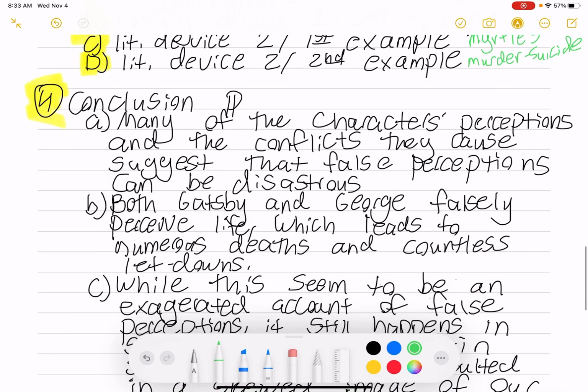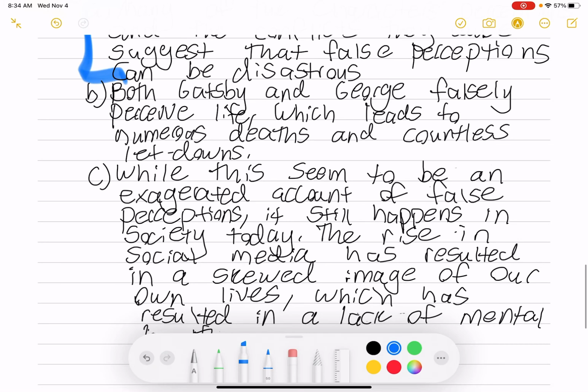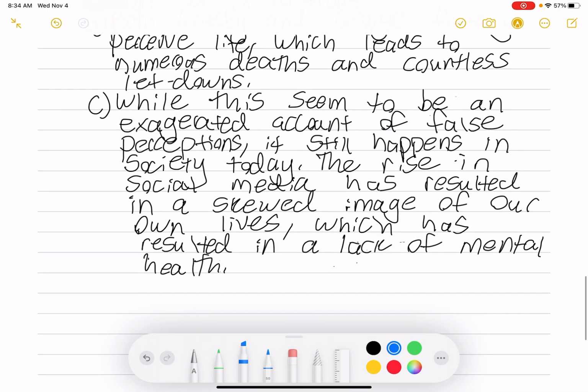Then we move on to the conclusion paragraph. You're going to restate your thesis statement. So I've done that in A. Many of the characters' perceptions and the conflicts they cause suggest that false perceptions can be disastrous. And then I'm going to kind of bring that around and transition it. I said both Gatsby and George falsely perceive life, which leads to numerous deaths and countless letdowns. And then down the last sentence, I'm going to connect this theme about perceptions being disastrous to the real world.